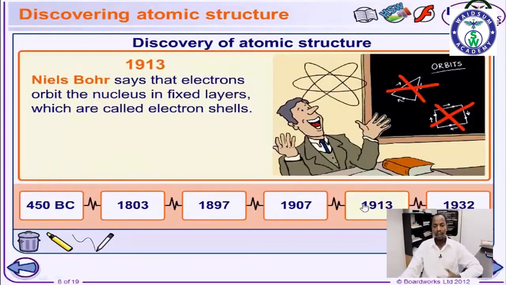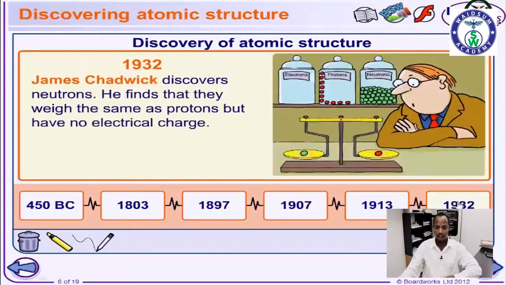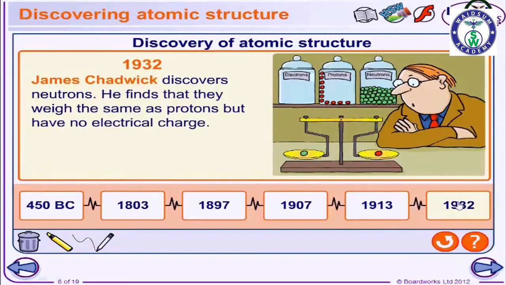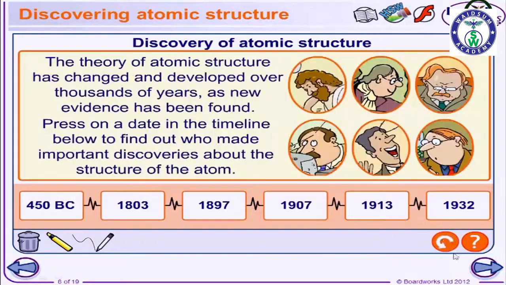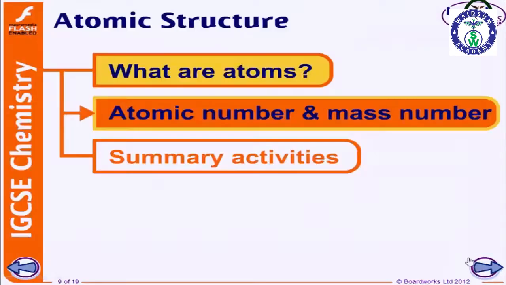Now, in 1913, Bohr said that the electrons orbit the nucleus in fixed layers. This was his whole contribution, that the electrons orbit the nucleus in their own fixed layer, and he called them the electron shell. Now, in 1932, James Chadwick discovered the neutrons. He found that they weigh the same as protons and have no electrical charge. So these were the earliest contributions to the development of atomic structure.